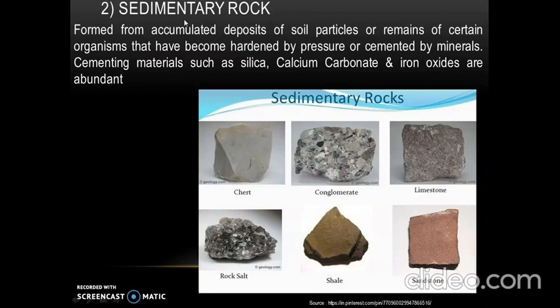Second is sedimentary rock, which is formed from accumulated deposits of soil particles or remains of certain organisms that have become hardened by pressure or are cemented by minerals. And cementing materials are nothing but silica, calcium carbonate and iron oxides. So in this figure we can see some of the sedimentary rocks. This is conglomerate, second is limestone, rock salt, shale and sandstone.